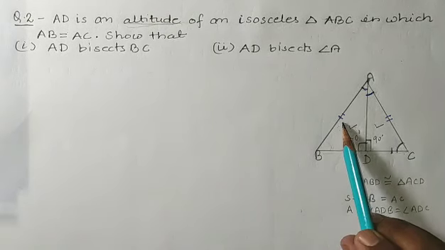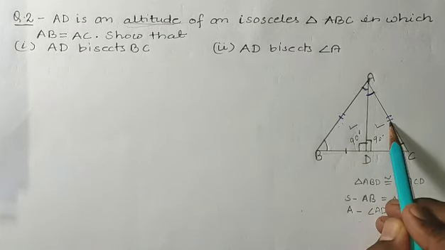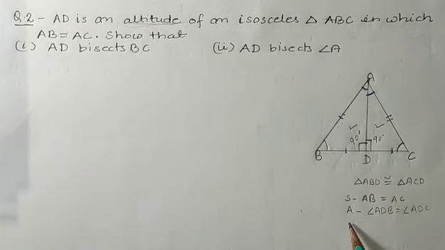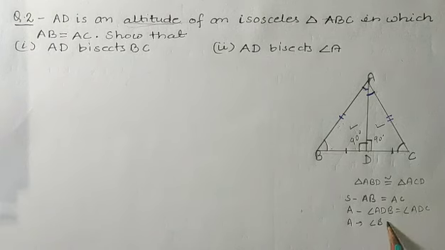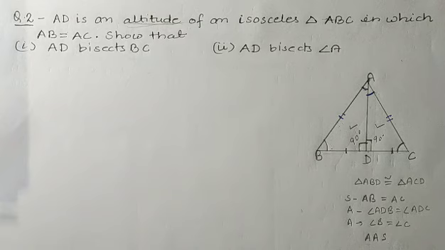See, angle C is opposite to the side AB, and angle B is opposite to the side AC. So one more pair of angles we are having, that is angle B is equal to angle C. So students, we are having two angles and one side, so the criteria will be applied here, that is angle angle side. So we'll show these two triangles congruent by the criteria angle angle side.